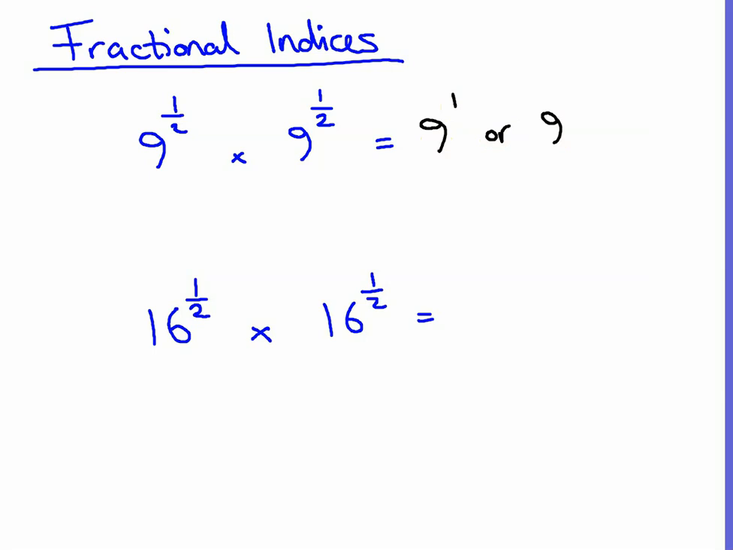So what this means is when we have power over halves, it must mean one thing times exactly the same thing must equal 9. Well, if that's the case, these both must be 3. So 3 times 3 is 9, so that means 9 to the power half is 3.